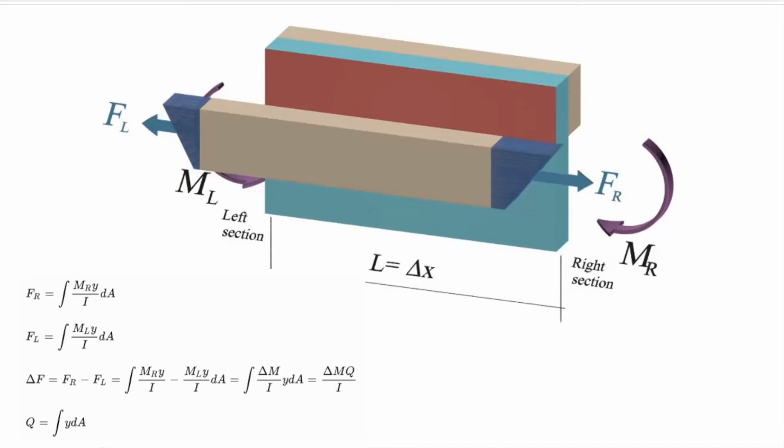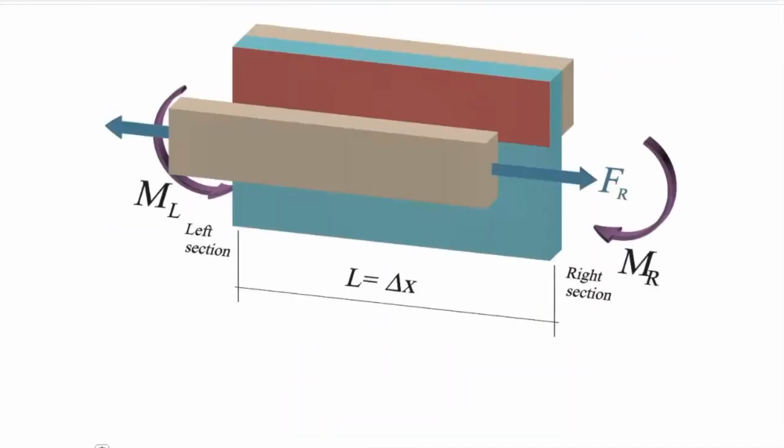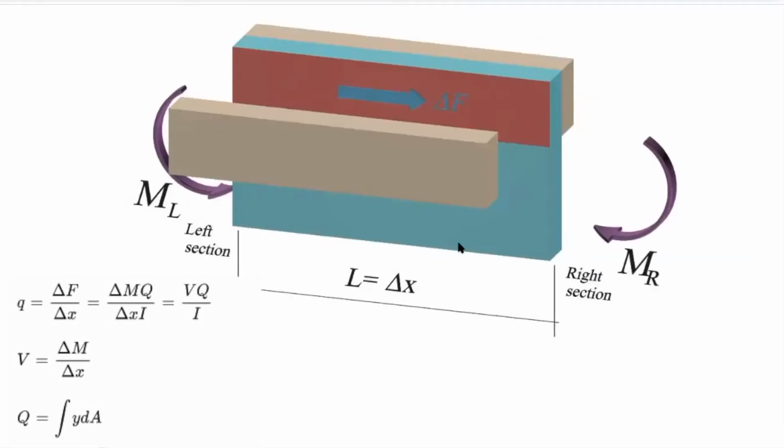Shear flow is going to be the balancing force in the unit length of the element. So this delta F, if it's applied on 1 inch, on 1 meter, or 1 millimeter of the length of the beam, this is simply called the shear flow. So shear flow is delta F divided by delta X, and in a similar way, that would be equal to delta M divided by delta X multiplied by Q over I.